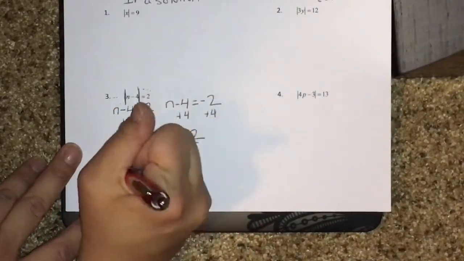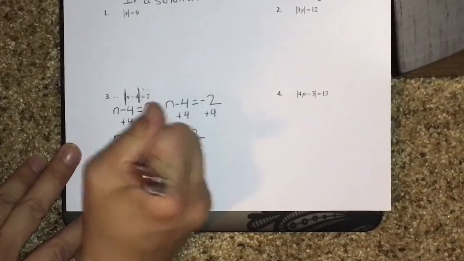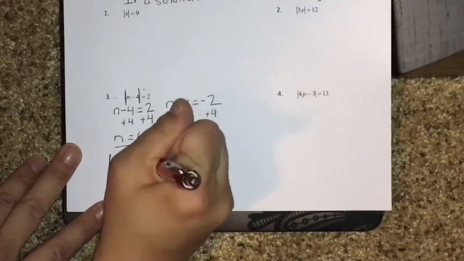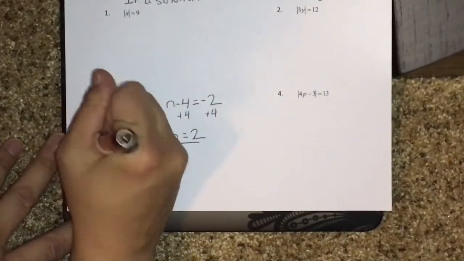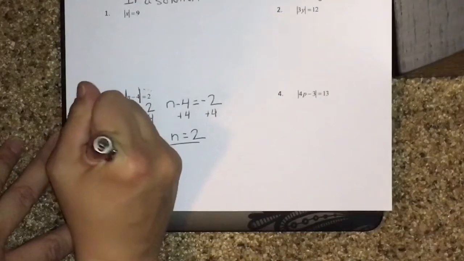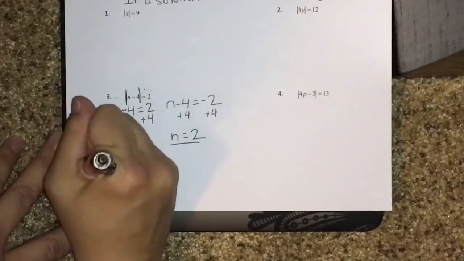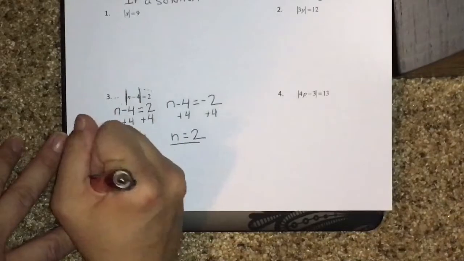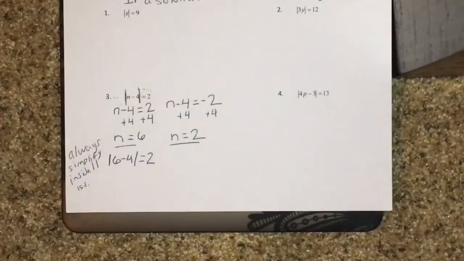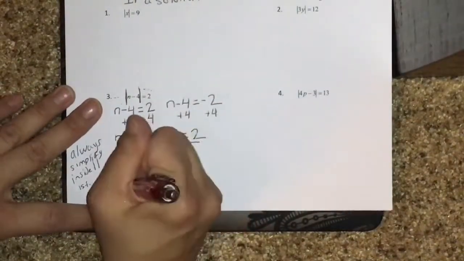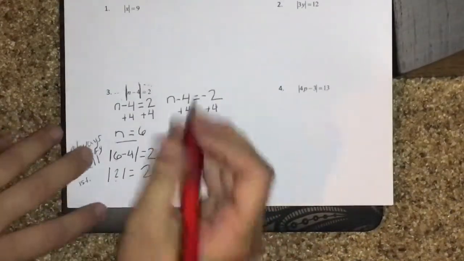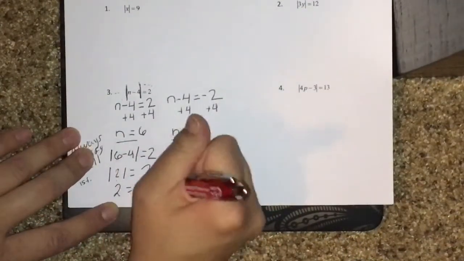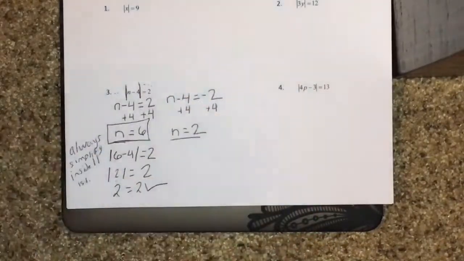So I'm going to start with 6. We have the absolute value of 6 minus 4 equals 2. When you're simplifying, always simplify inside the absolute value symbols first. What is 6 minus 4? It is 2. What is the absolute value of 2? It's 2. 2 equals 2, so n equals 6 is going to work.